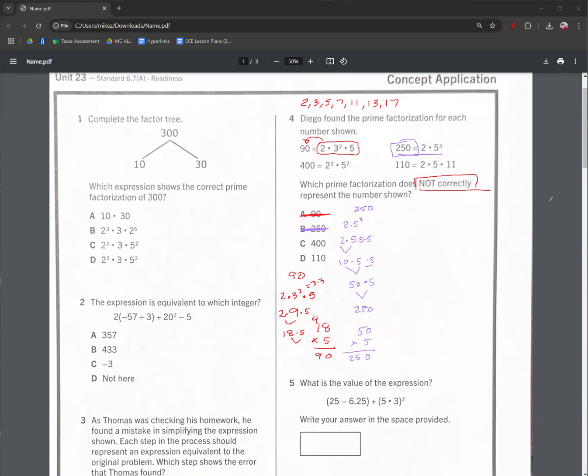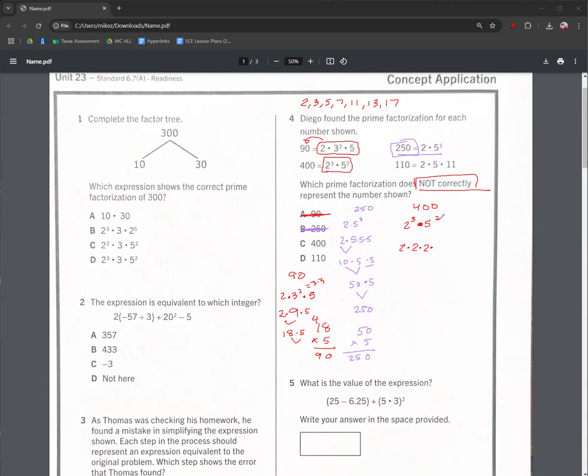The next one is 400. So now with 400, you can do the same thing. You're going to see that 400 says 2 to the third power times 5 to the second power. So I'm going to write this one up here. And it says 2 to the third power times 5 to the second power. And that's supposed to be a dot. So I'm going to rewrite this. My base number is a 2. My exponent is a 3. This one says 2 to the third power, meaning there are 3 2s. So I'm going to write 1, 2, and 3.